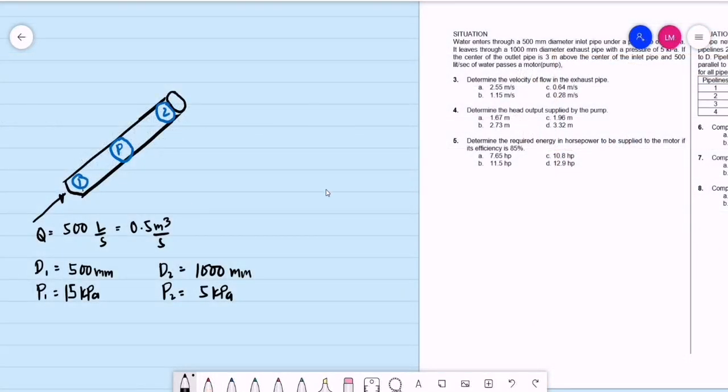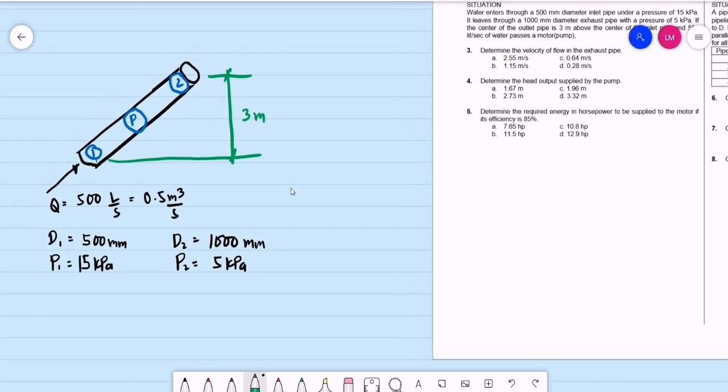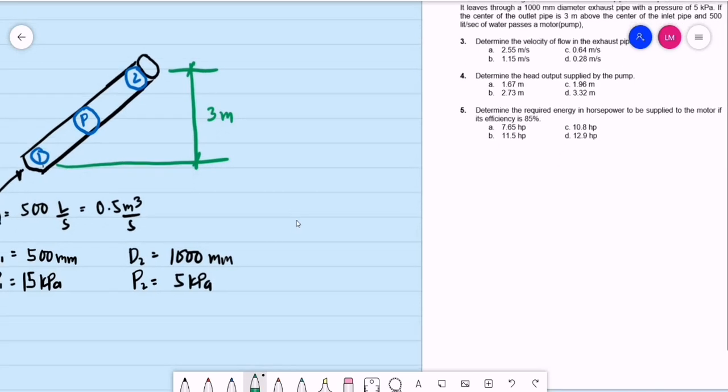Okay, so let's have this example. We have a pipe system with a pump. Water enters through a 500 millimeter diameter inlet pipe under a pressure of 15 kilopascals. It leaves through a 1000 millimeter diameter exhaust pipe with a pressure of 5 kilopascals. If the center of the outlet pipe is 3 meters above the center of the inlet pipe and 500 liters of water passes through a pump, let's say this is our illustration. According to the problem, point 2 is the exhaust and point 1 is the inlet, so point 2 is 3 meters above point 1. First requirement, number 3: determine the velocity of flow in the exhaust pipe, that is our point 2.